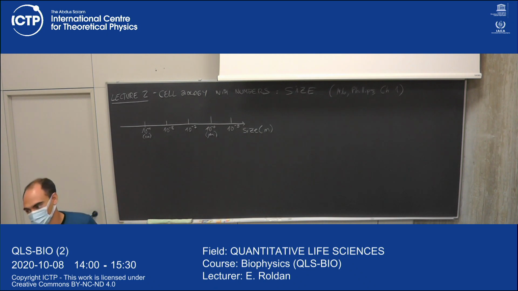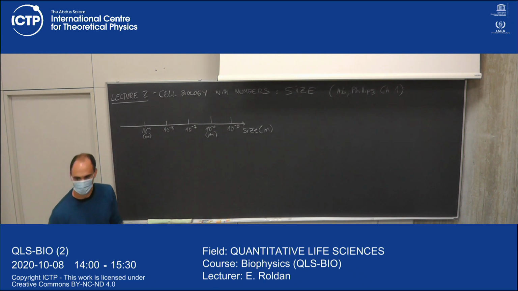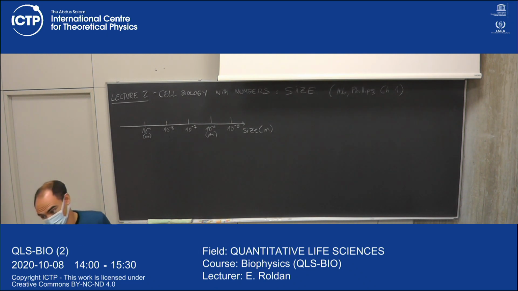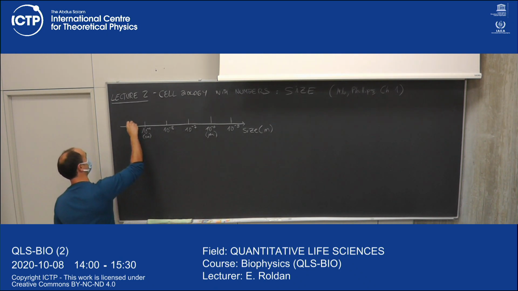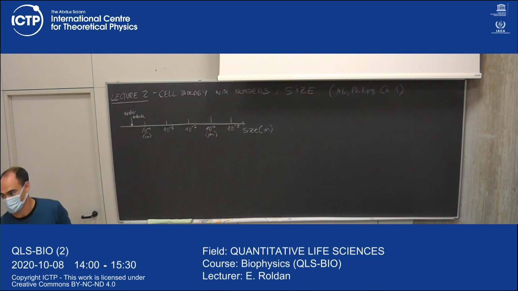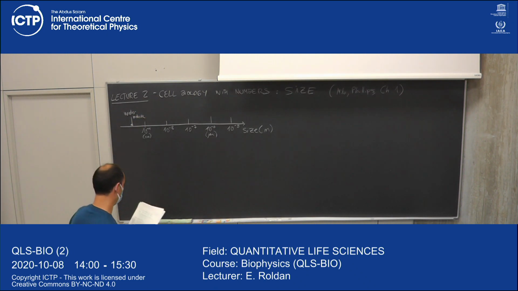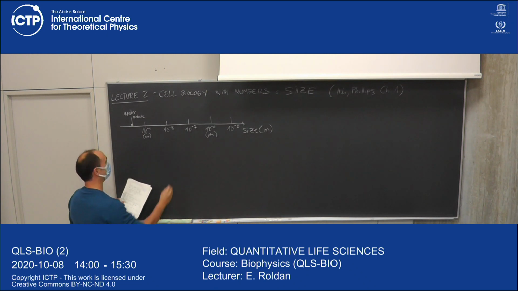Well, imagine an atom. How big is an atom? You remember? One atom. Typically, an atom is 1 angstrom, not 1 micron. 1 angstrom, 10 to the minus 10. One hydrogen atom has the size of 1 angstrom, 10 to the minus 10. Water molecule is here. The protein is a bit bigger.